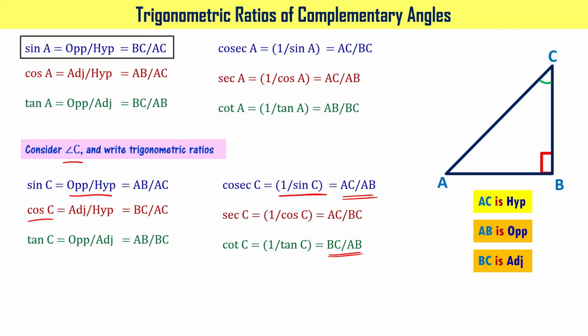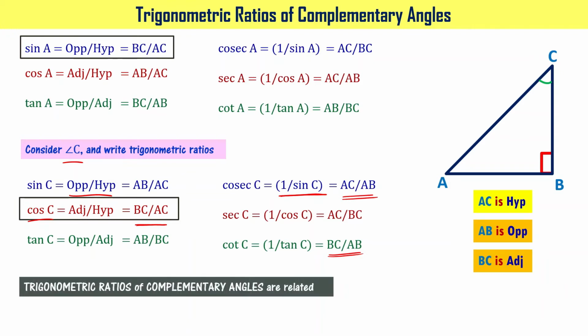Look at this. Sin A is written as BC by AC. Here BC and AC are two of the sides of triangle ABC. Now look at cos C. Cos C is a ratio of BC and AC. BC and AC are the same sides of the same right angle triangle, triangle ABC. Now looking at these two, can you say that trigonometric ratios of complementary angles are related?